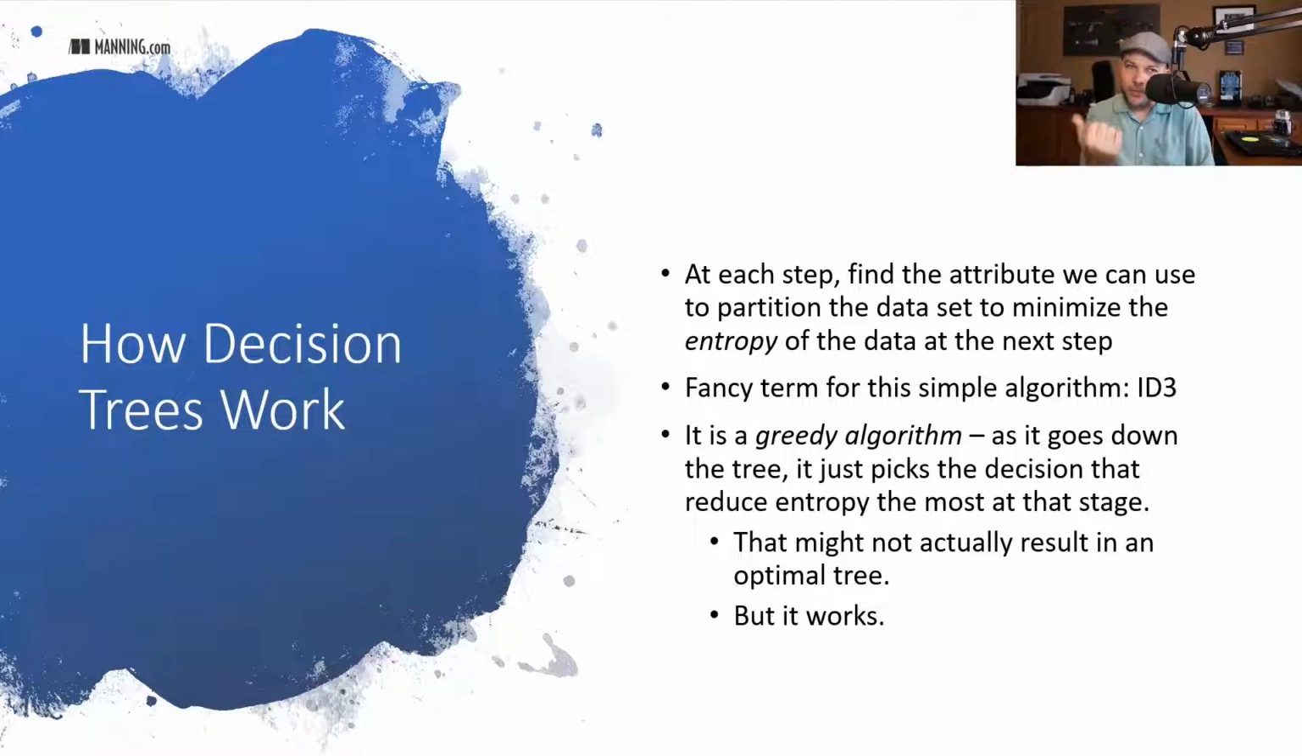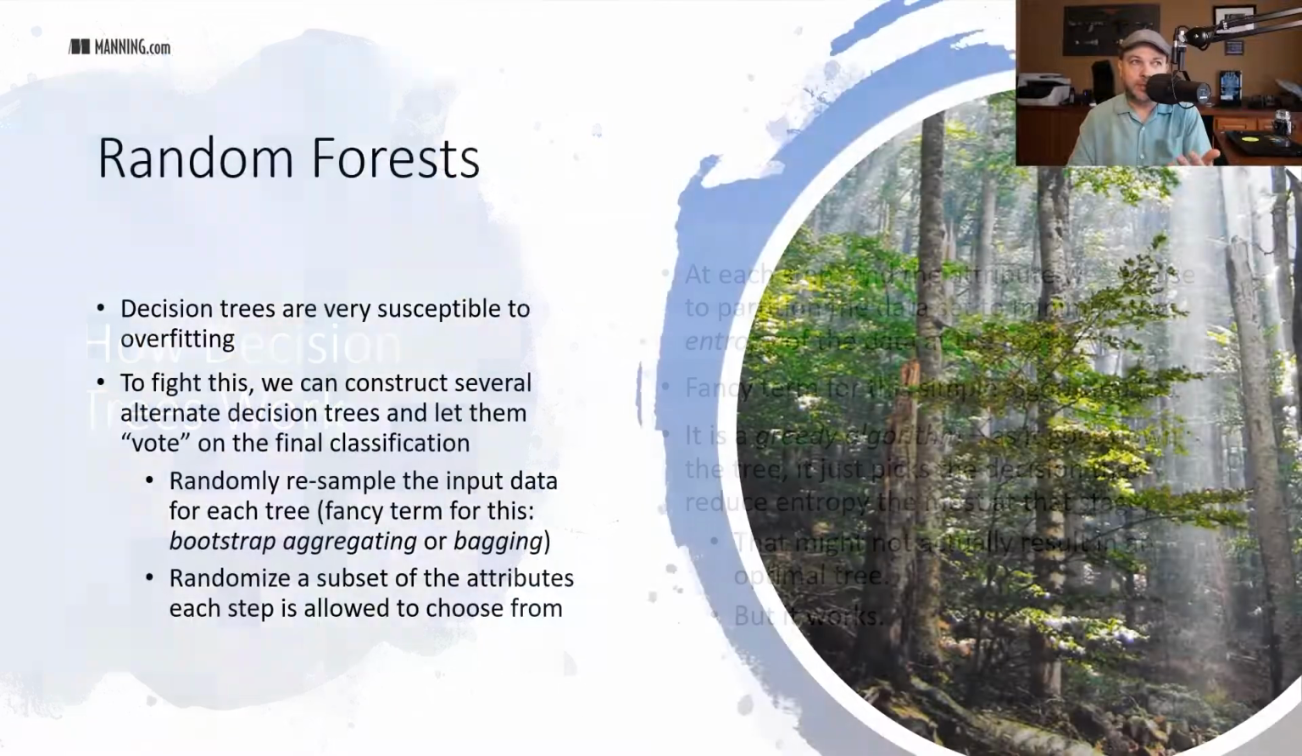As it goes down the tree, it just picks the decision that reduces the entropy the most at that stage. Basically, it's looking at what decision point can I pick that will give me the most clarity as to whether or not the classification I want is correct. That might not necessarily result in the most optimal tree, but it works. And that's how it generally works.